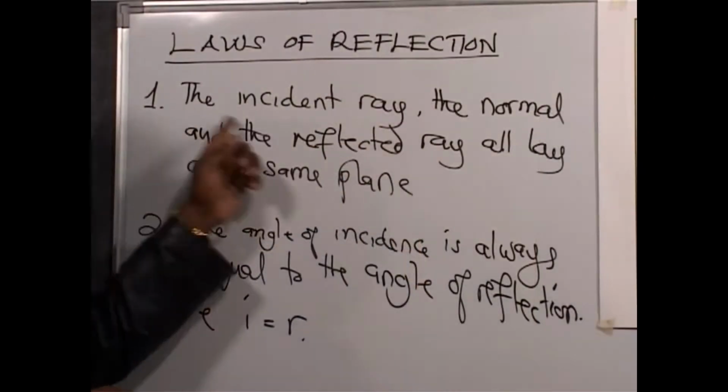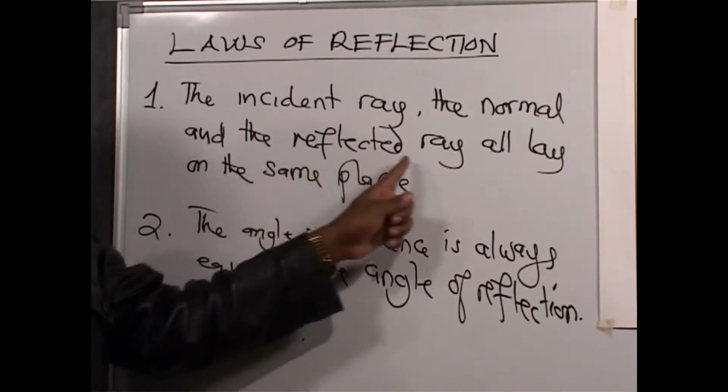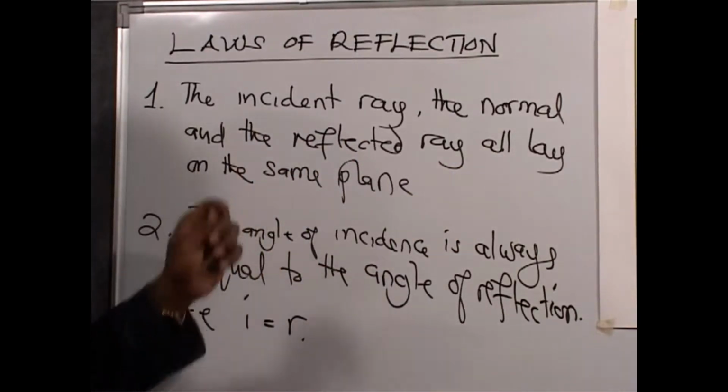Now let's look at the laws that govern reflection. There are two laws that govern reflection. The first one states that the incident ray, the normal and the reflected ray all lie on the same plane. That means they can be drawn, for example, on a plain piece of paper.